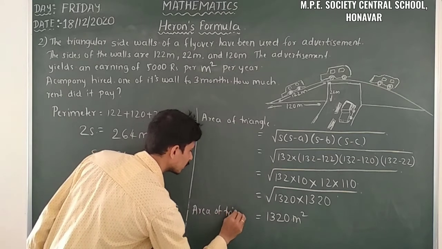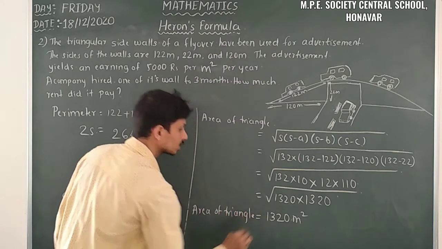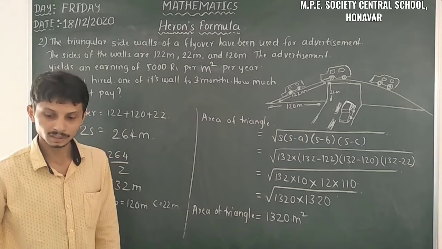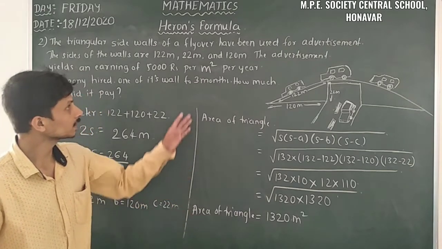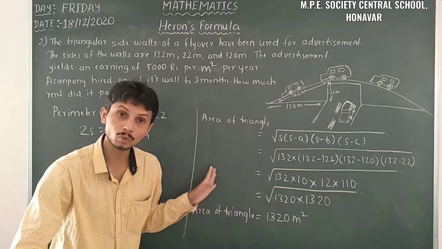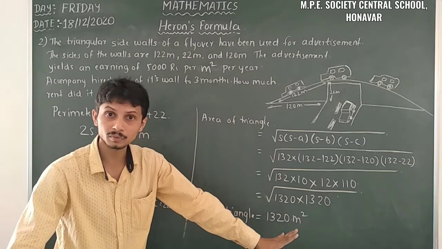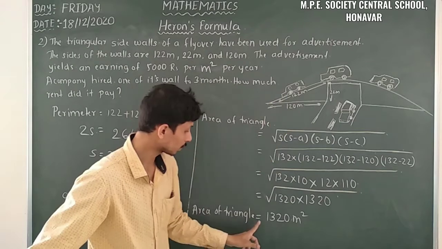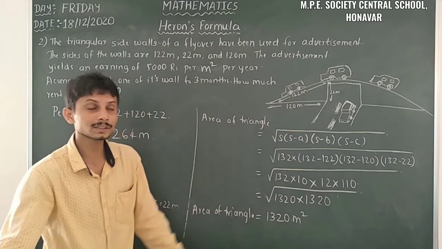Area of triangle is equal to 1320 meter square here. Yes. So let us move on to the next part. That is, we found out the area of the triangle. Here there are 1320 meter square we have. So the total area of this triangular part, it is 1320 meter square.